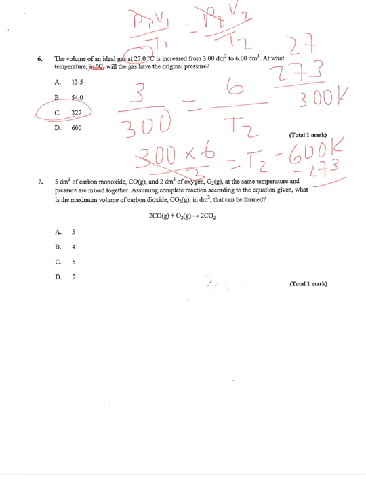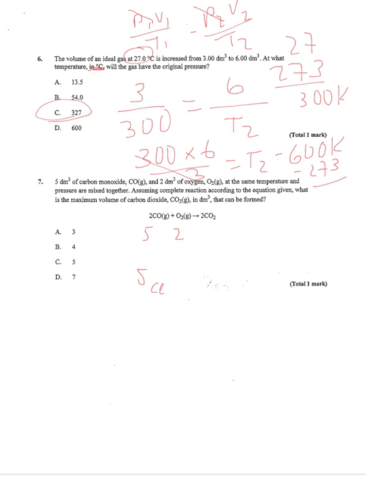Number 7, 5 decimeters cubed of carbon monoxide and 2 decimeters cubed, and remember when you see decimeters cubed, think liters, at the same temperature and pressure are mixed together, so under the same conditions, assuming complete reaction, so they're both limiting reactants, so all the CO and all the O2 combine to give you CO2. What's the maximum volume of carbon dioxide?